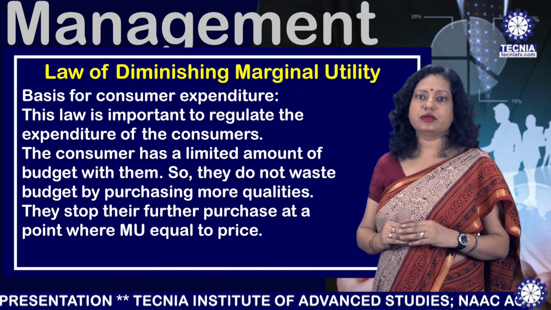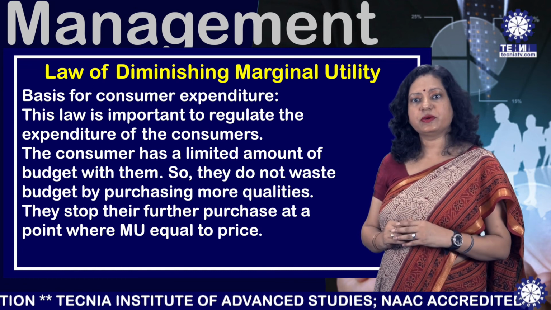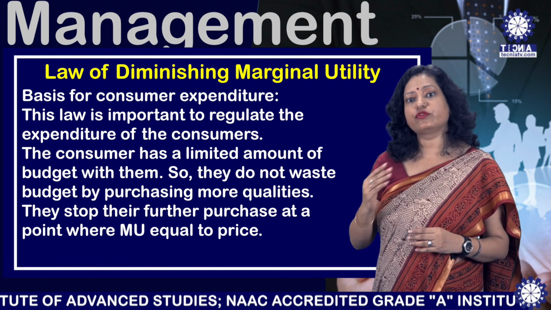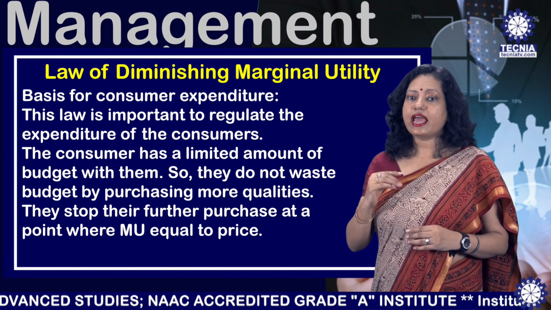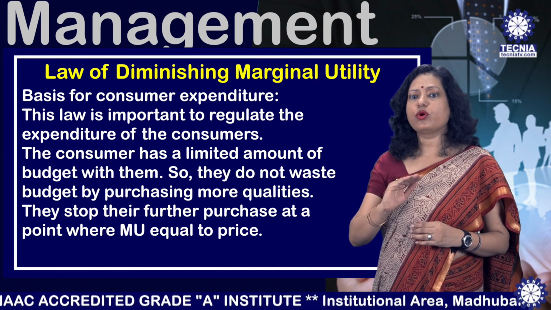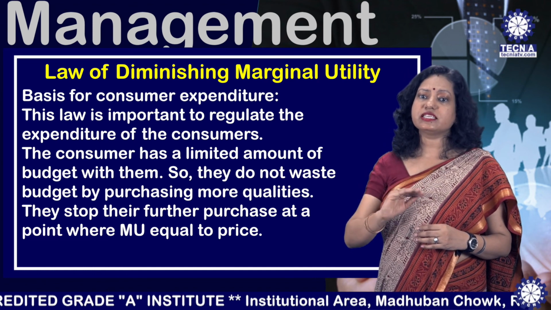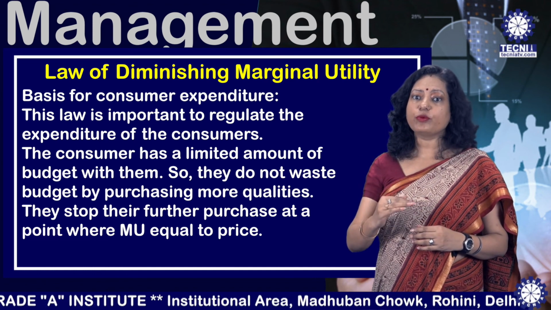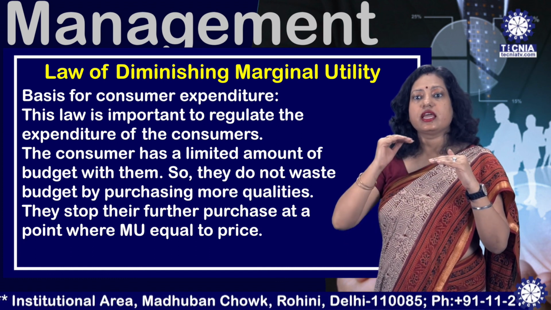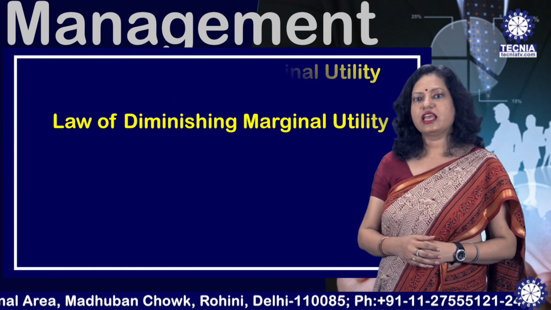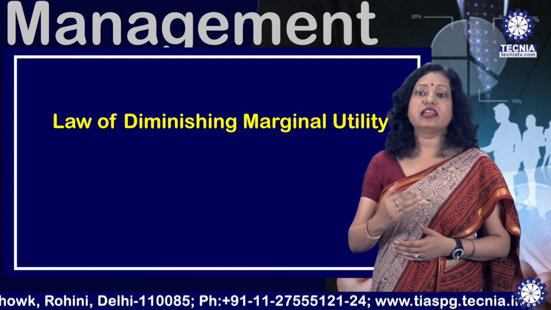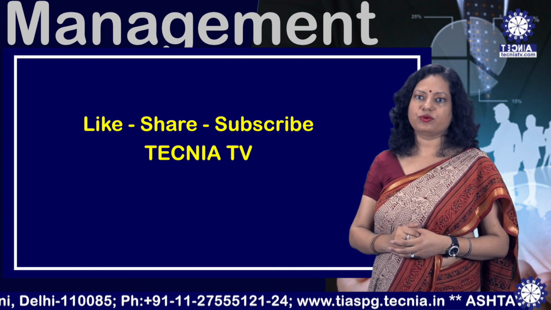The next thing is the basis for consumer expenditure. This law is important to regulate the expenditure of consumers. The consumer has a limited budget, so they do not waste the budget by purchasing more quantities. They stop their further purchases at the point where marginal utility equals its price. This is all about the law of diminishing marginal utility, its assumptions, limitations and the importance of this law. That's all.